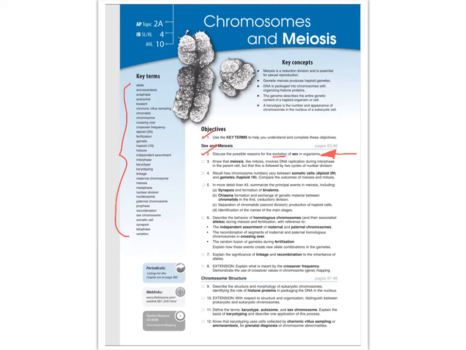Know that meiosis, like mitosis, involves DNA replication during interphase of the parent cell, but that it is followed by 2 cycles of nuclear division. This statement implies, and I think it pretty much clearly states, that there is no DNA replication between the 2 cycles, and I've mentioned that, and we'll go over that again together.